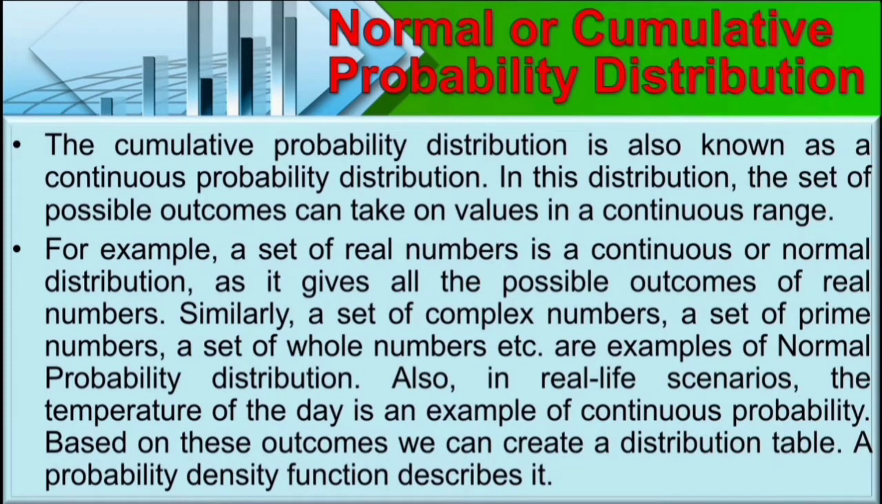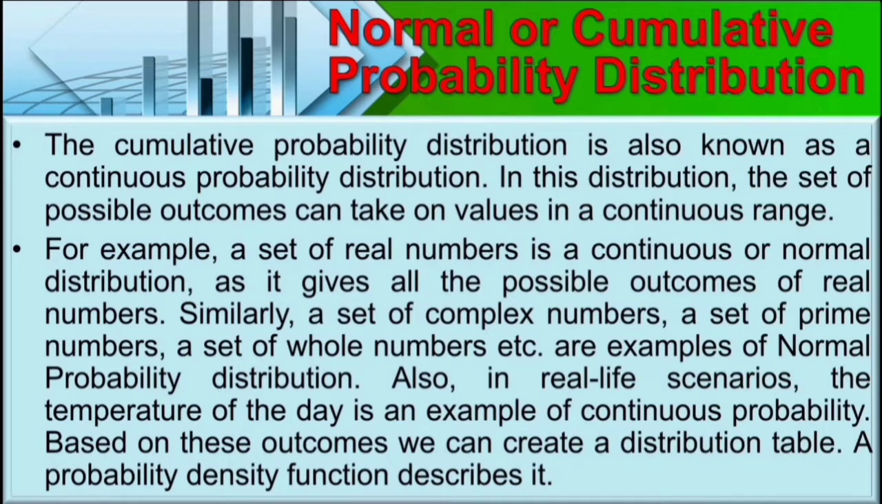Normal or cumulative probability distribution. The cumulative probability distribution is also known as a continuous probability distribution. In this distribution, the set of possible outcomes can take on values in a continuous range. For example, a set of real numbers is a continuous or normal distribution, as it gives all the possible outcomes of real numbers. Similarly, a set of complex numbers, a set of prime numbers, a set of whole numbers, etc. are examples of normal probability distribution.